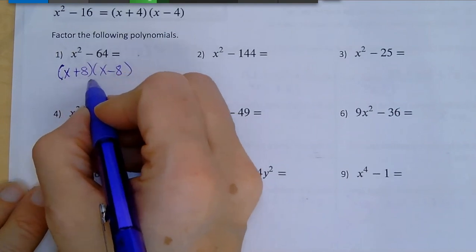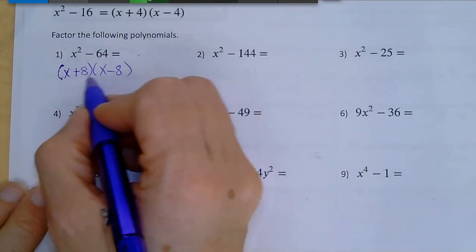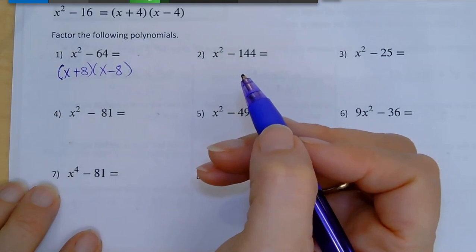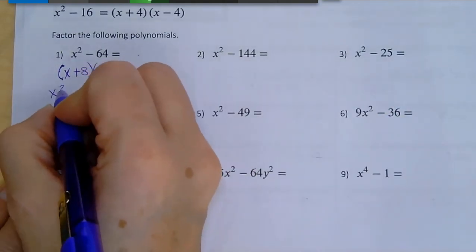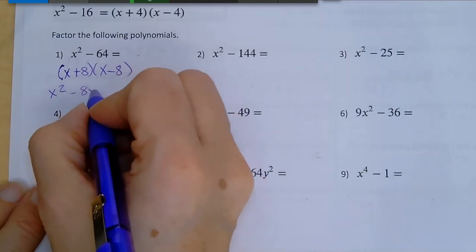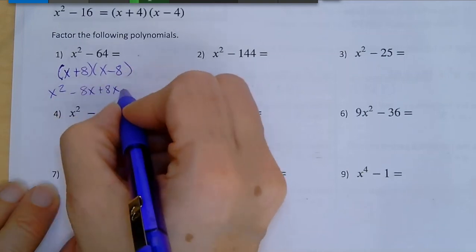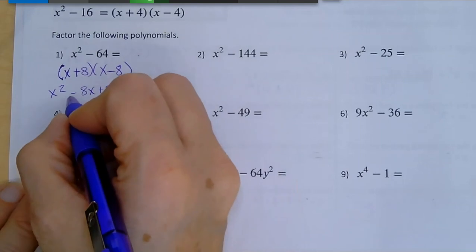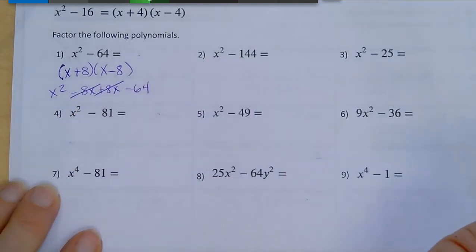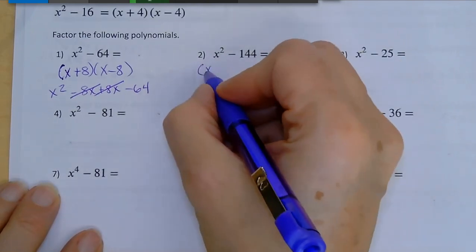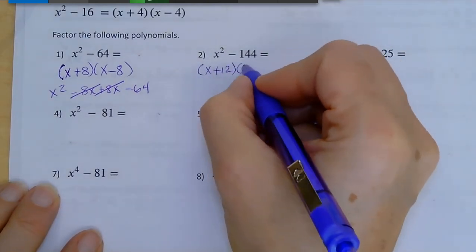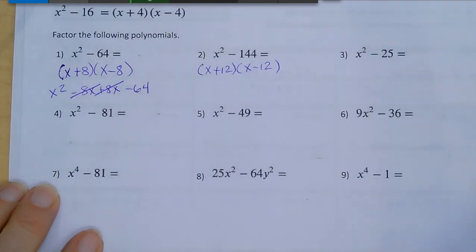This way, when I check my work, I have x squared minus 8x plus 8x minus 64. I cancel out those inner terms, right? x times x is x squared. Outer is negative 8x, inner is positive 8x, and last is negative 64. Every single time, if you've done it right, those middle terms cancel. x squared minus 144, I'm going to write it as x plus 12 times x minus 12. If you wrote it as x minus 12 times x plus 12, that is true also.